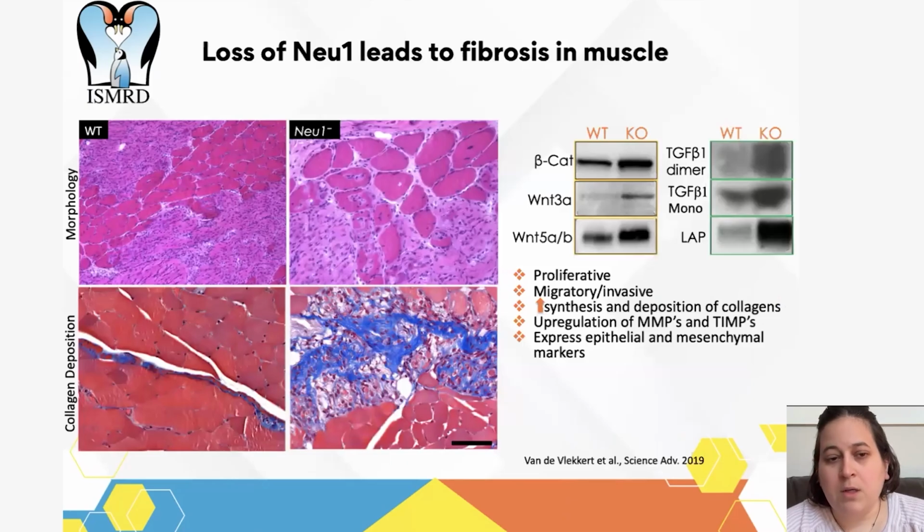One of the next major discoveries was that the loss of New1 leads to the expansion of fibrotic tissue in the muscle. We believe this to be a contributing factor to myoclonus and other types of muscle phenotypes that are seen in sialidosis patients.